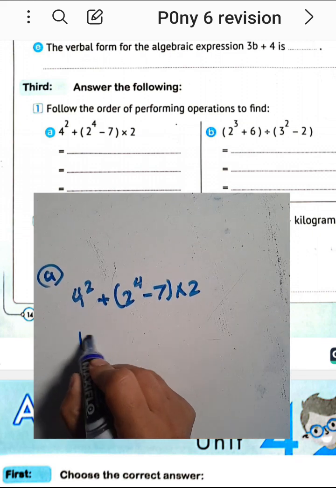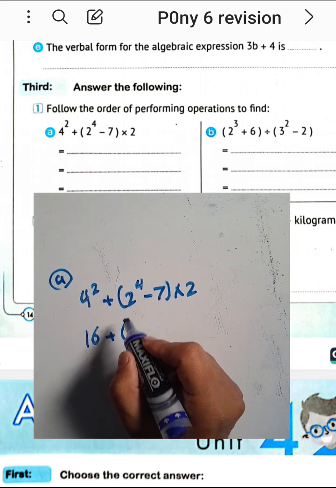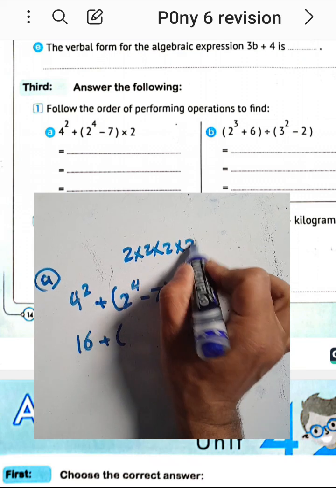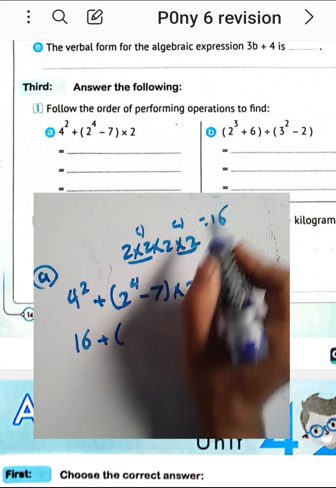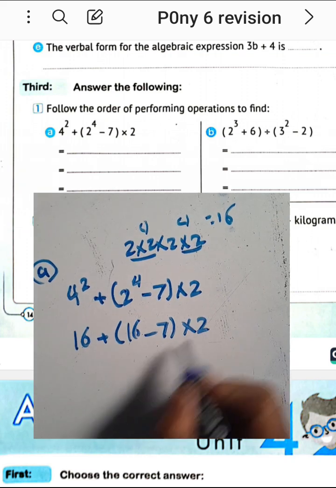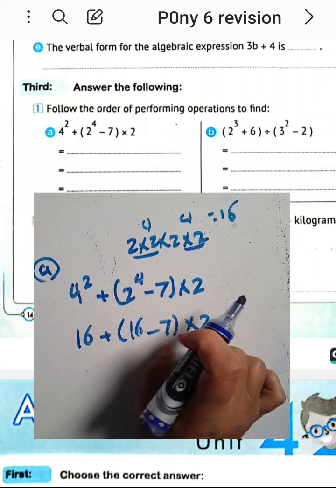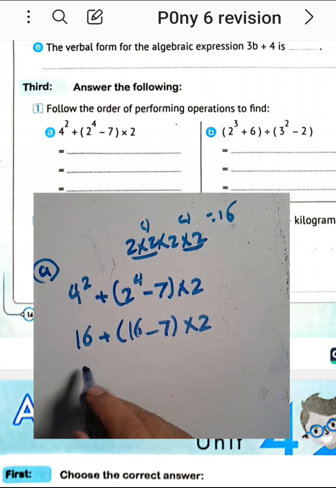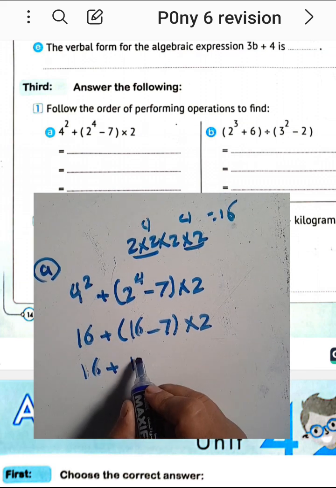4 power 2 equals 16, 4 times 4 equals 16. And 2 to the power 4 is 2 times 2 times 2 times 2. 2 times 2 is 4, and 2 times 2 is 4, 4 times 4 equals 16. Then write 16 plus 16 minus 7 times 2. Parentheses first, exponent next. Write the result of the exponents first. In the simplest form, 16 minus 7 equals 11.